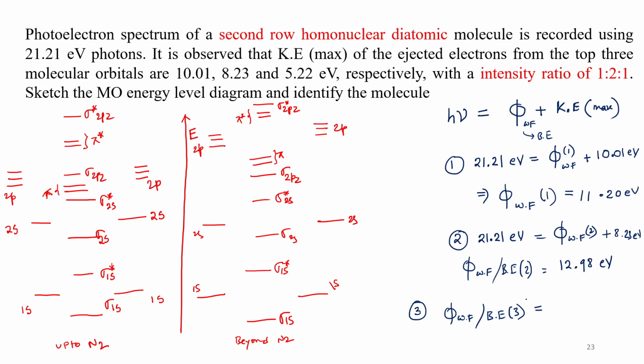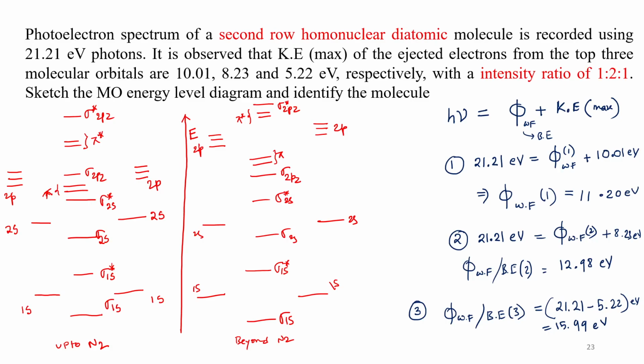But for the first, let us calculate this: 21.21 minus 5.22 eV is 15.99. Okay. So this third electron is buried, the second electron is less buried, and the first electron is the topmost MO. That is what they are trying to say from the photoelectron spectra.